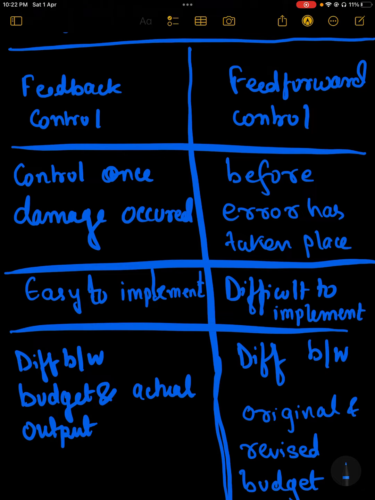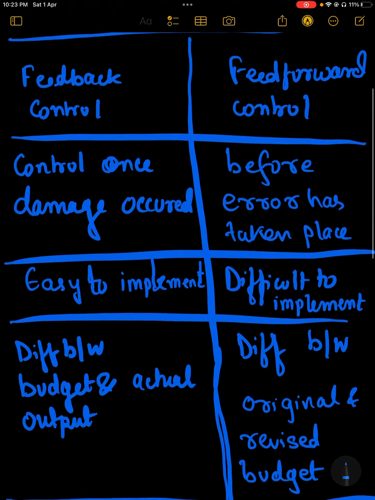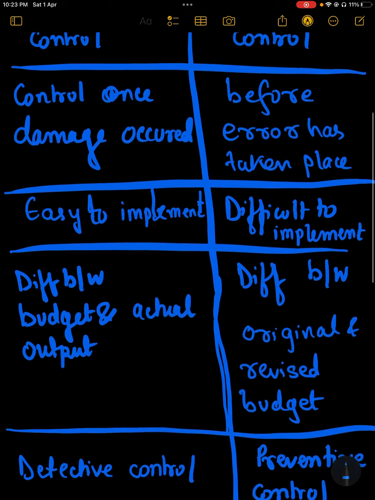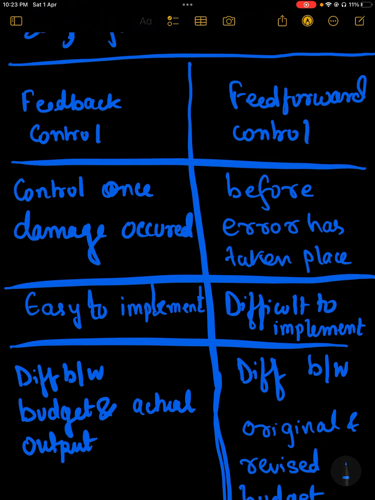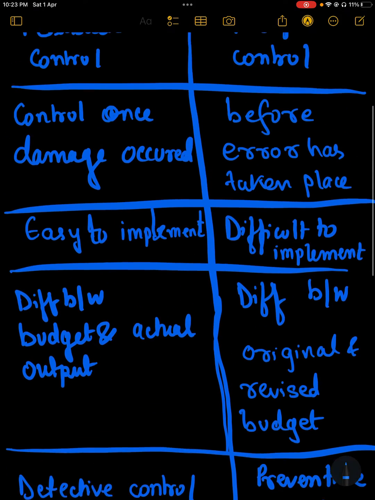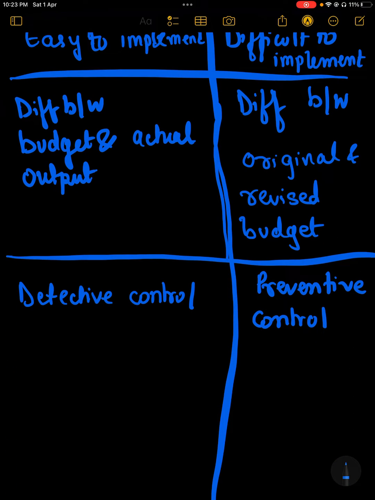Feedback control involves the difference between budget and actual, but feed-forward control involves original and revised budget, because we already revise the budget based on the input that we get from the feed-forward control. Feedback control is a detective control, whereas feed-forward control is a preventive control. We say detective because once the fraud or error has occurred, we try to detect it and then we try to work on it so that it does not happen again in the future. But preventive control is something like we are trying to prevent any fraud or error from happening.